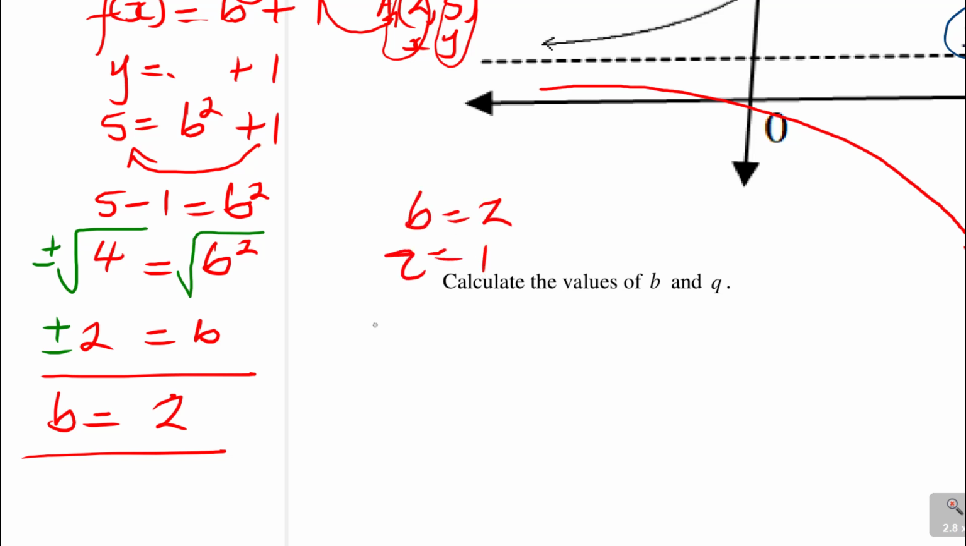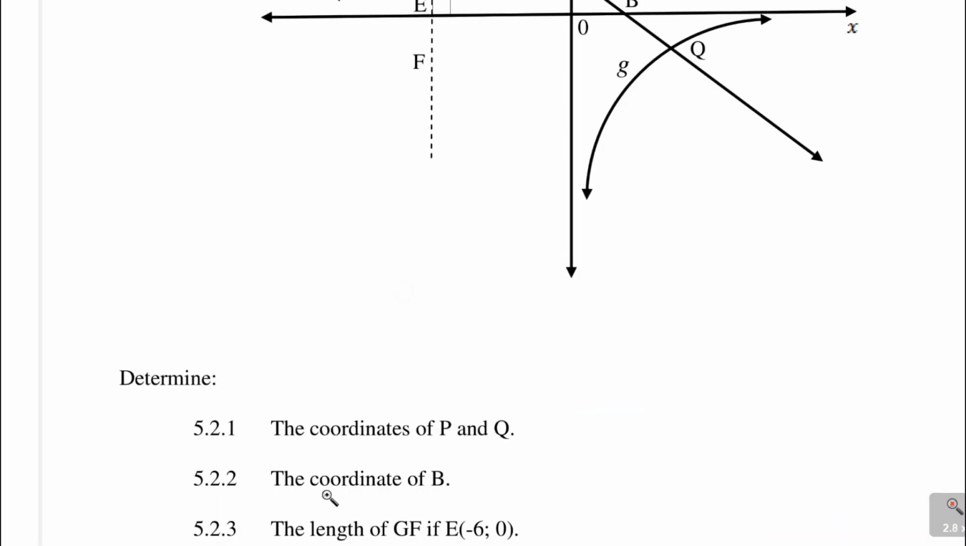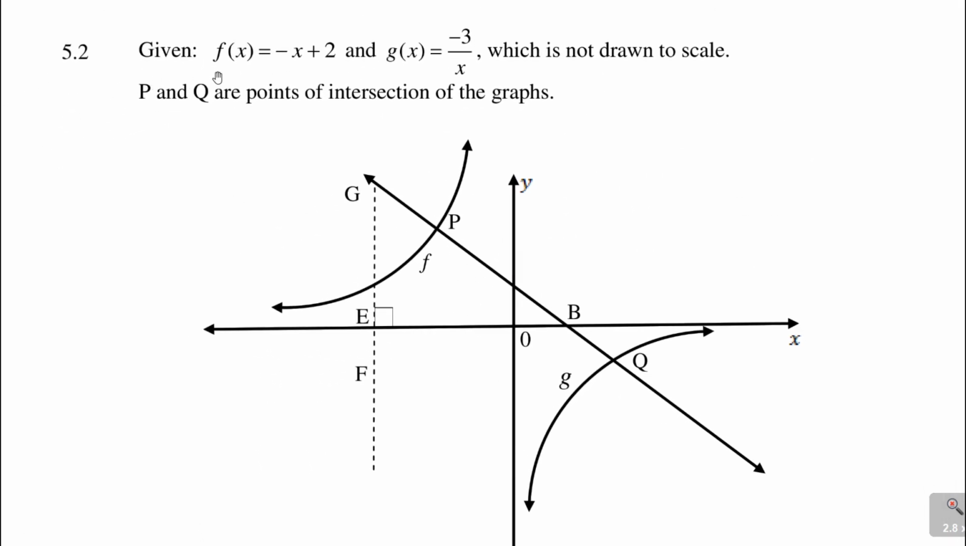Okay, next let's move on to the next question here. In here we're looking at 5.2. Given f of x is minus x plus 2, this is the graph of f of x. It's a bit confusing, but anyway, minus x plus 2, it is this straight line graph. It is this one. Why? Because g of x is minus 3 over x is that graph, you see that it's a hyperbola. So this is a straight line, this is a hyperbola, which is not drawn to scale.